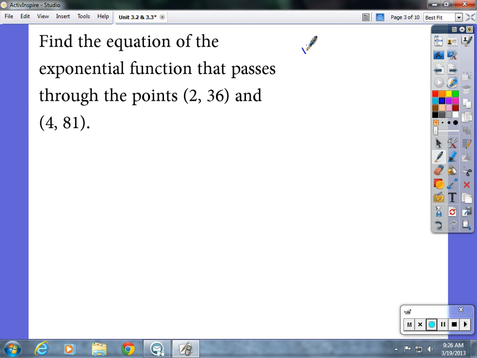So we have y equals a times b to the x. What do we know in that? Well, we know an x and a y value for each. So if I substitute x and y, this is just like Alg B for us, where you learn about solving systems of equations. We end up with 36 equals a times b squared, and then we end up with 81 equals a times b to the fourth.